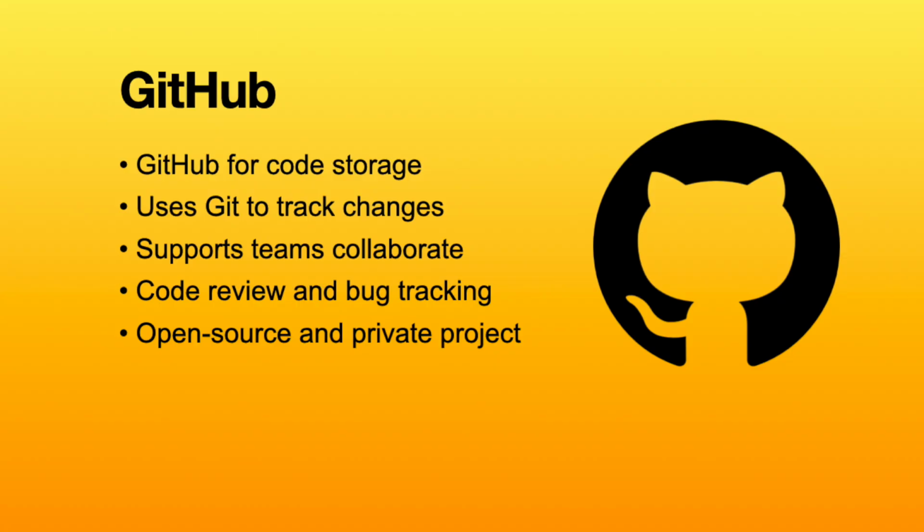It uses Git to track changes in code, allowing users to keep a history of updates and revert to previous versions if needed. GitHub supports team collaboration by enabling multiple people to work on the same project simultaneously. It also provides tools for code review and issue tracking, helping teams improve code quality and manage tasks efficiently. Additionally, GitHub can be used for both open source and private projects.